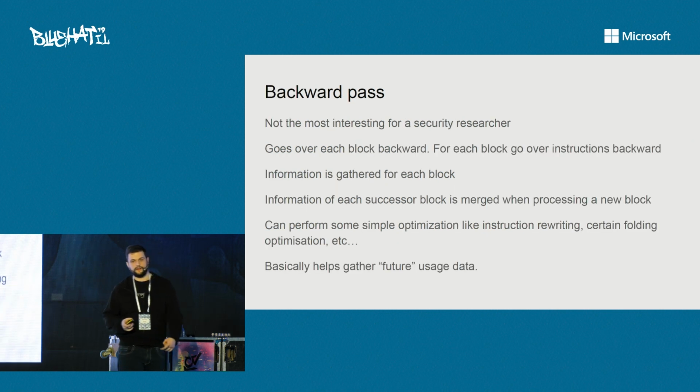The backward pass is not the most interesting for us. The algorithm, in essence, is pretty simple. You go over each block backward, and for each block, you go over each instruction backward. Information is gathered for each block, and every time you start processing a new block, you merge the information of all the successor blocks that you've already processed. It can perform some simple optimizations, like instruction rewriting, but from a security standpoint, it's not important for us.